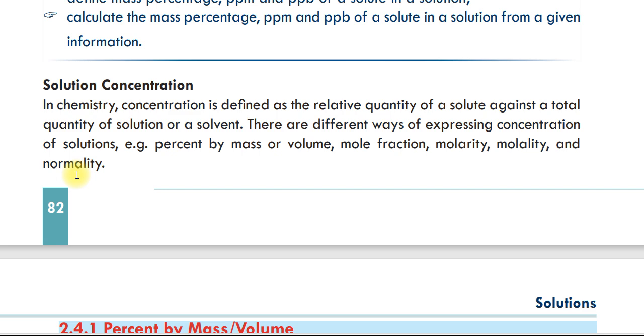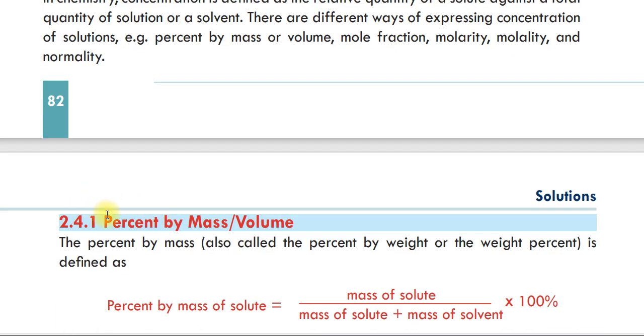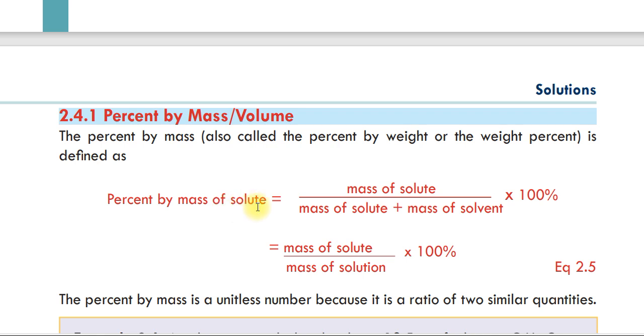Now let us see each one by one. እያንዳንዱን እንግዲህ እናይ። የመጀመሪያው percent by mass or volume ነው። ስለዚህ concentration of solution ኤክስፕረስ የምናደርግበት የመጀመሪያው መንገድ percent by mass or volume. The percent by mass, also called the percent by weight or weight percent, is defined as percent by mass of a solute which is equal to mass of the solute over mass of the solute plus mass of the solvent times 100%. Okay, ስለዚህ percent by mass or volume ማለት እንዴት ነው የሚሰራው?